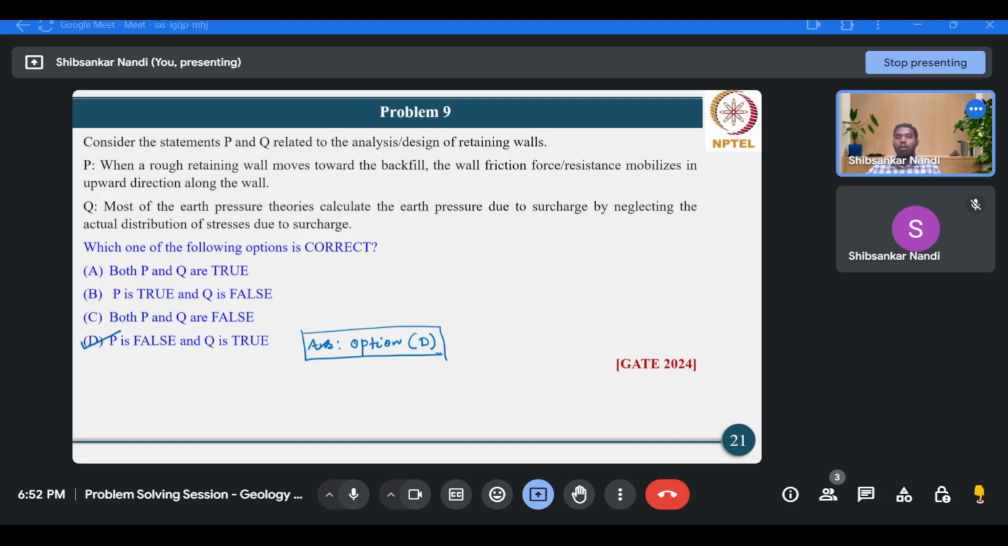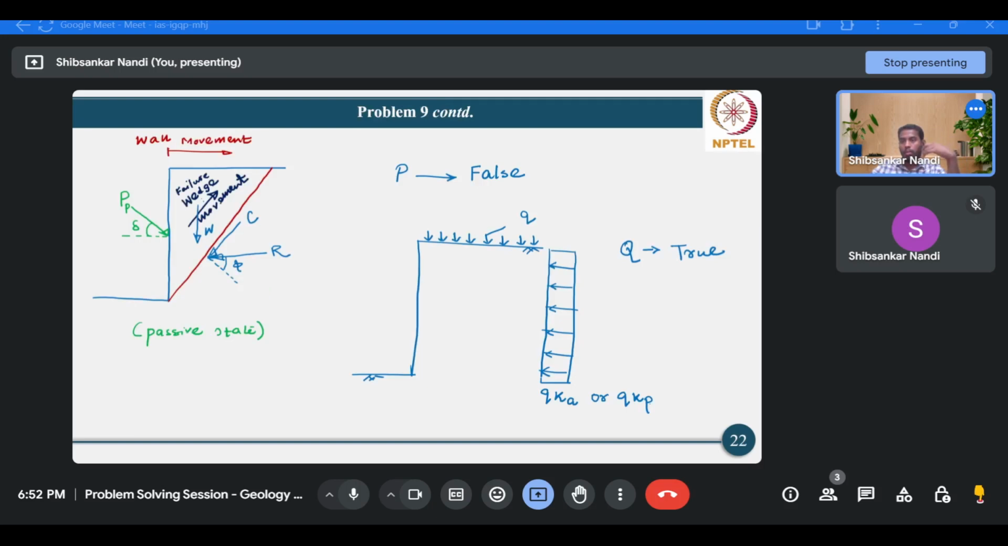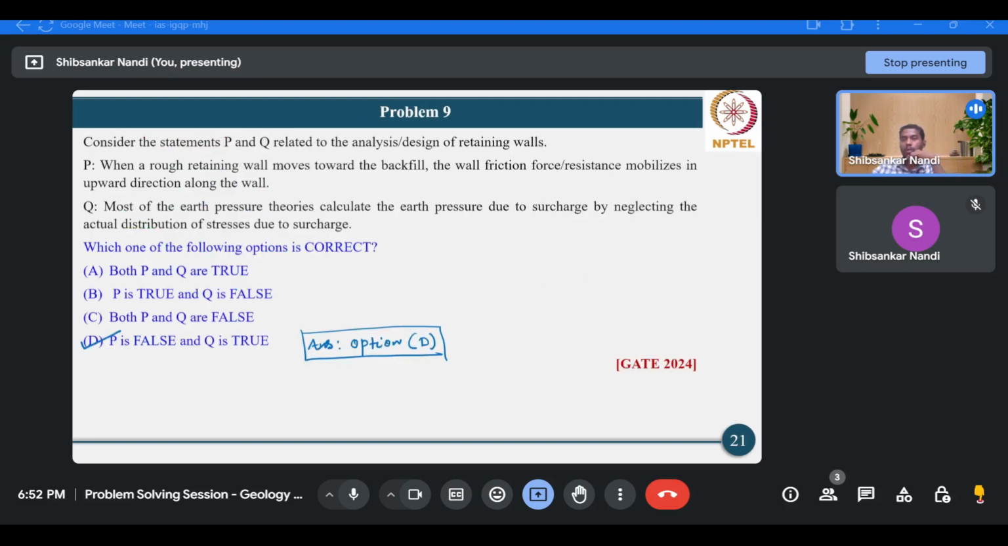First of all, when a rough retaining wall moves towards the backfill, the wall friction force or resistance doesn't mobilize in the upward direction along the wall. Rather, it mobilizes at an angle delta with the normal to the wall and above the normal, that is in the downward direction. So statement P is not correct, it's false. Secondly, most of the earth pressure theories calculate the earth pressure due to surcharge by neglecting the actual distribution, so it's true. So P is false and Q is true. So option D is correct.